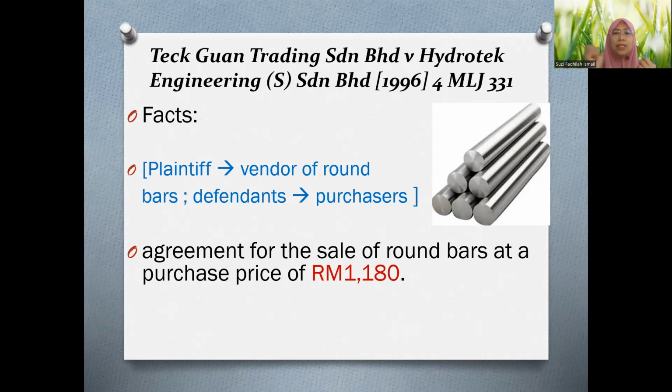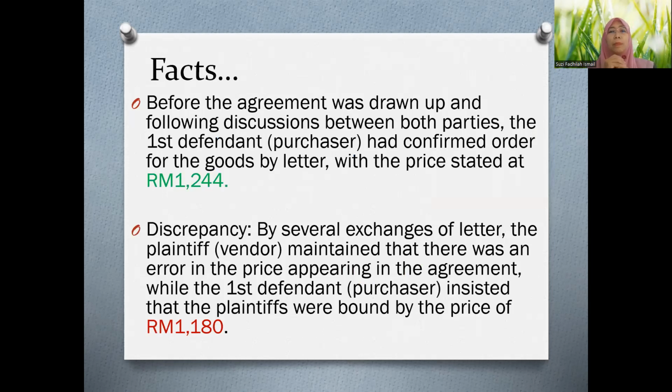So we have to know, what's the price here? So it involves an agreement for the sale of round bars, and this is the purchase price, the initial one, 1,180. But later they had a dispute about the price. And before they made the agreement in writing, they had discussion and negotiation. The first defendant, the purchaser, confirmed the order for the goods by letter, in writing, and the price stated was 1,244, whereas during the discussion it was lower, 1,180. So there was a discrepancy here.